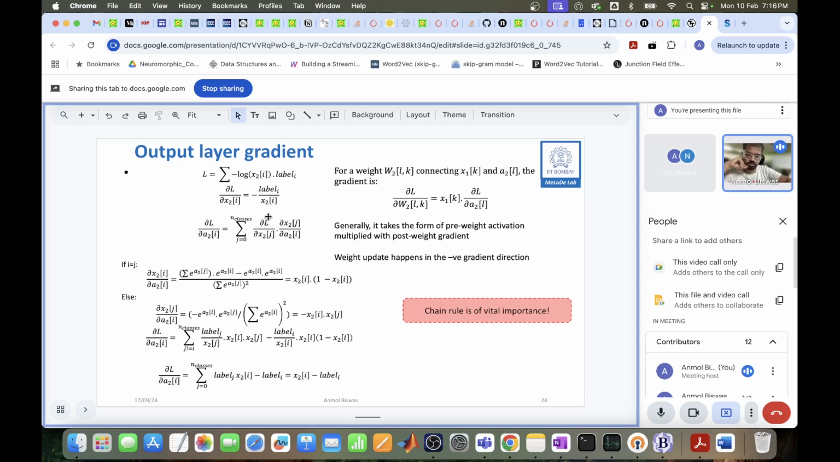So you compute the gradient of L with respect to x2 of j multiplied by the gradient of x2 of j with respect to a2 of i. You're computing this term, which is the same as over here but for the jth element, and then you are seeing how the softmax output of the jth element depends on the pre-activation of the ith element. So this is all that this equation is doing.